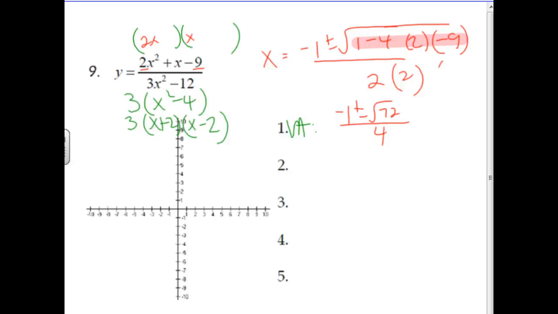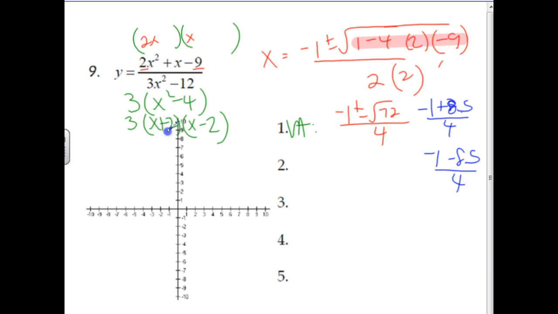I think I've got x-intercepts, but they are not nice x-intercepts. And I'll show you how to guess what it is. I'm going to guess like 8.5. So it's negative 1 plus 8.5 divided by 4, and negative 1 minus 8.5 divided by 4. So this is just a horrible problem.